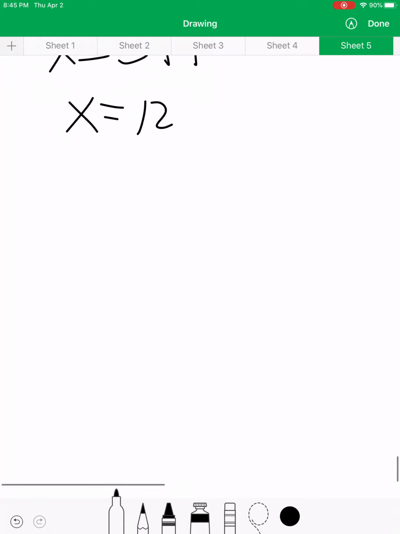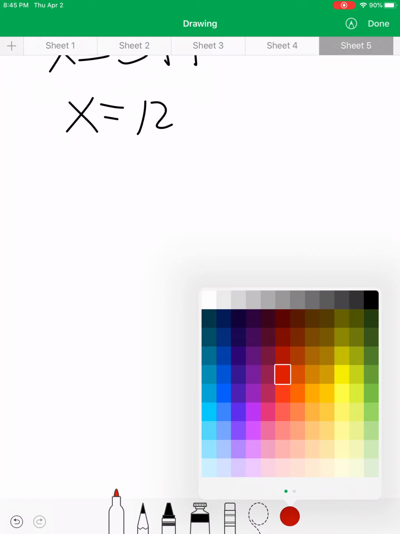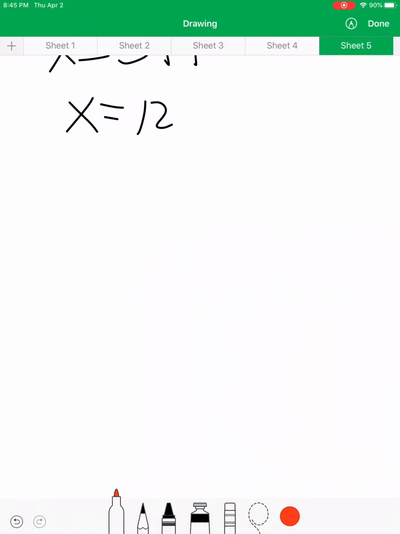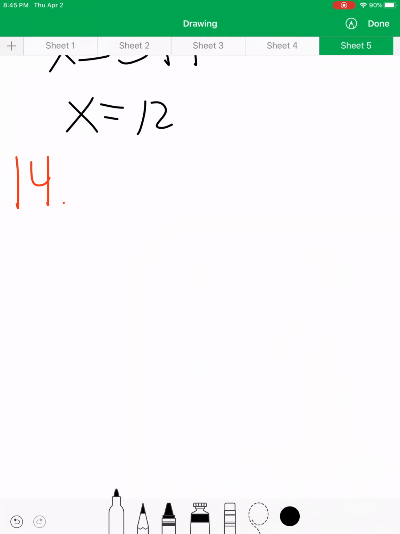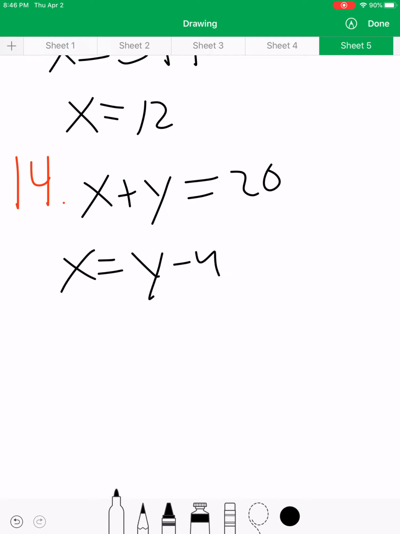All right, on to number 14 now. 14 is x plus y equals 20 and x equals y minus 4. Since we know what x equals, we substitute the solution of x in for itself. We know x equals y minus 4. So substitute in for x in the first variable, or the first equation rather.